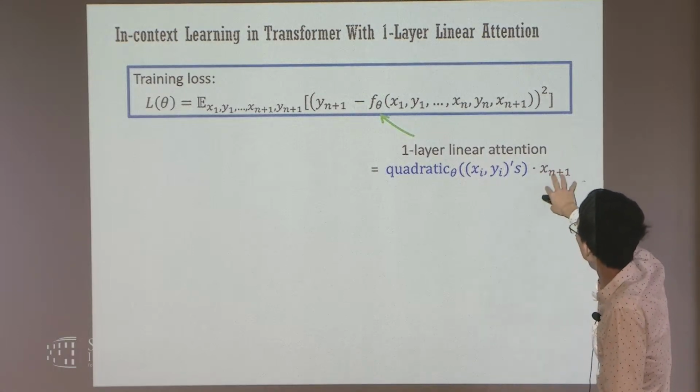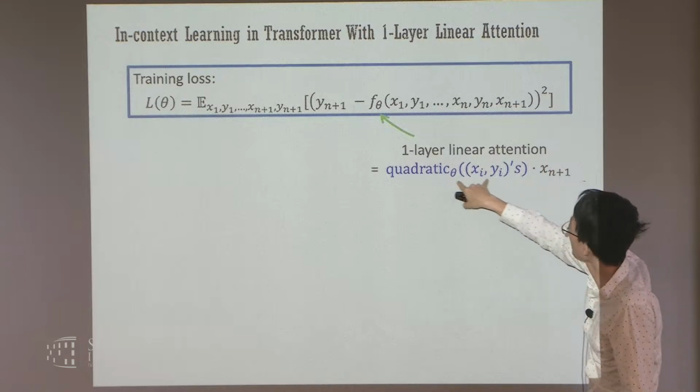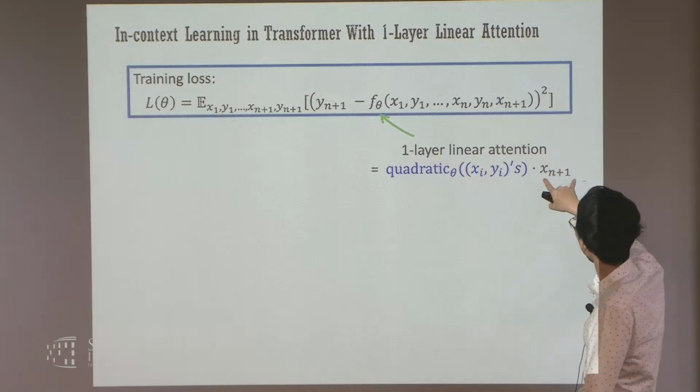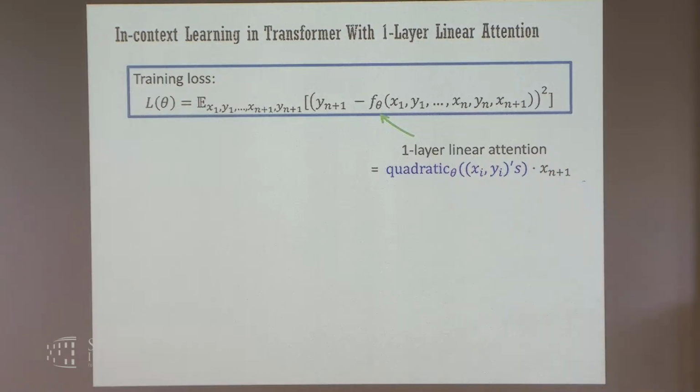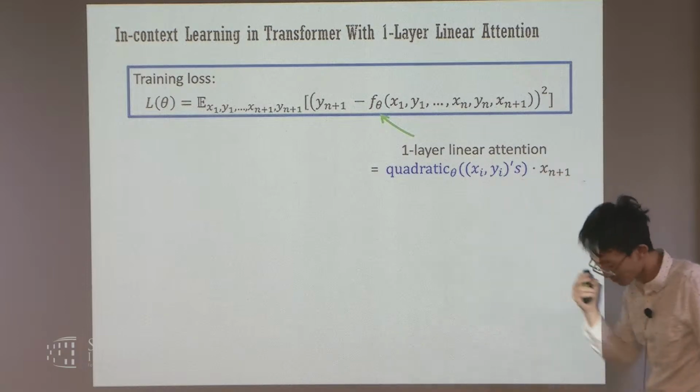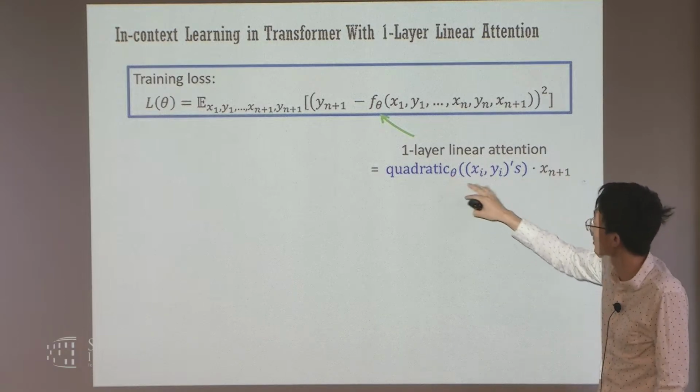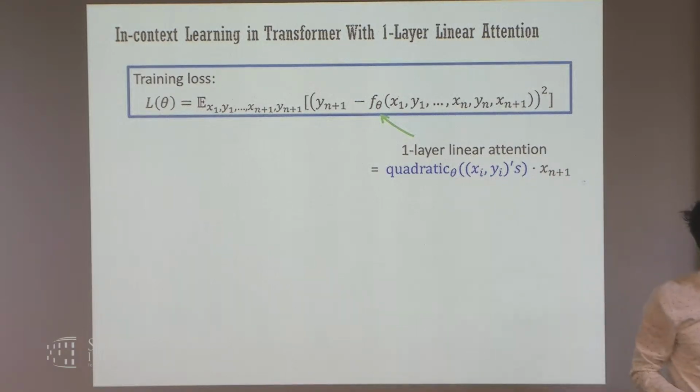In this case, you have a quadratic between the x_i and the y_i's, and then you multiply by x_{n+1}, which corresponds to the value part of the attention. So you get a cubic polynomial of this kind of structure, and the thetas are the parameters in this cubic polynomial. Basically, this is your training loss.